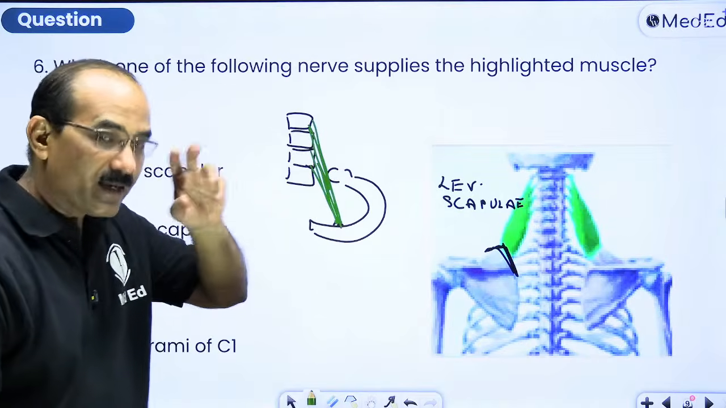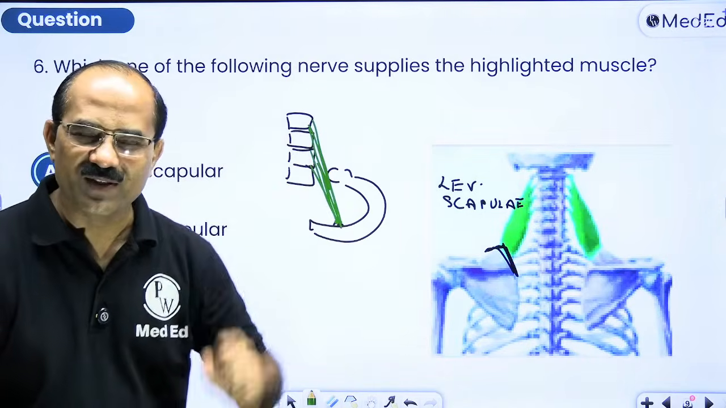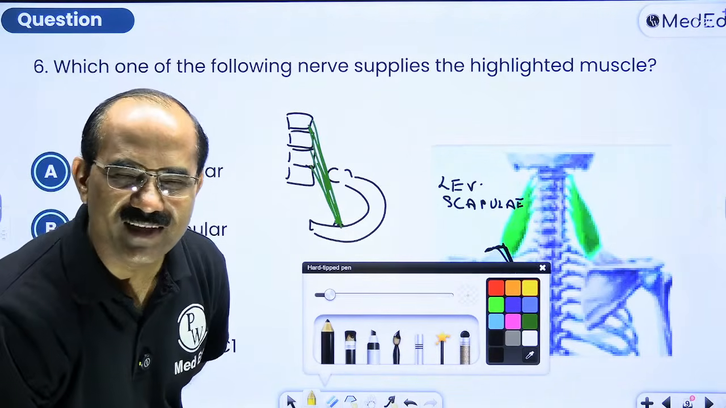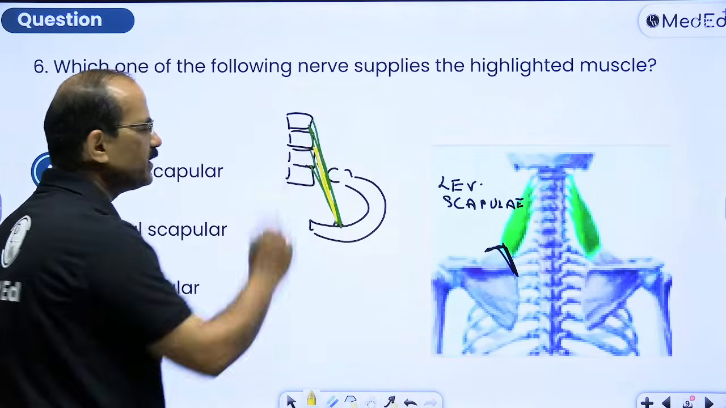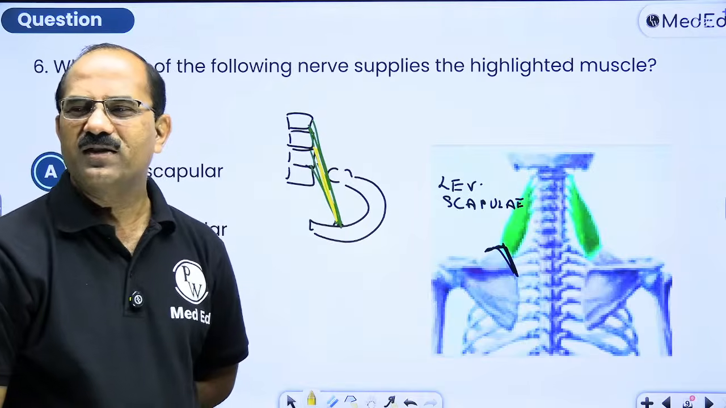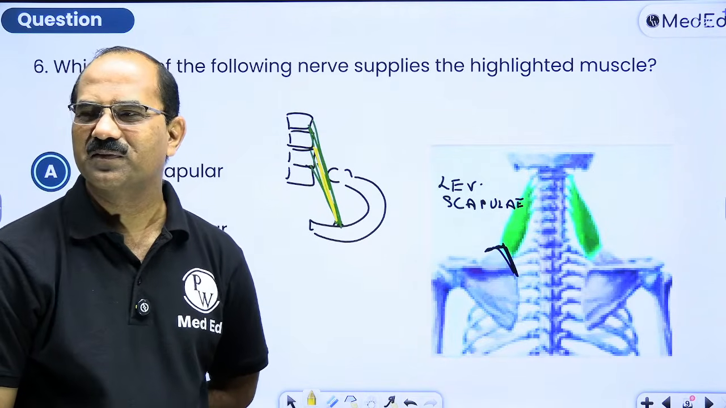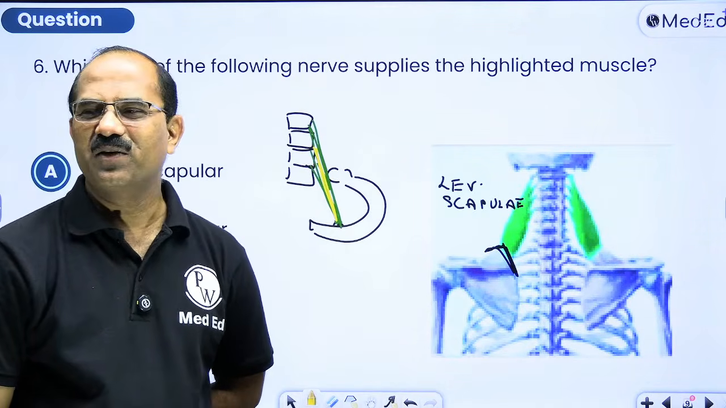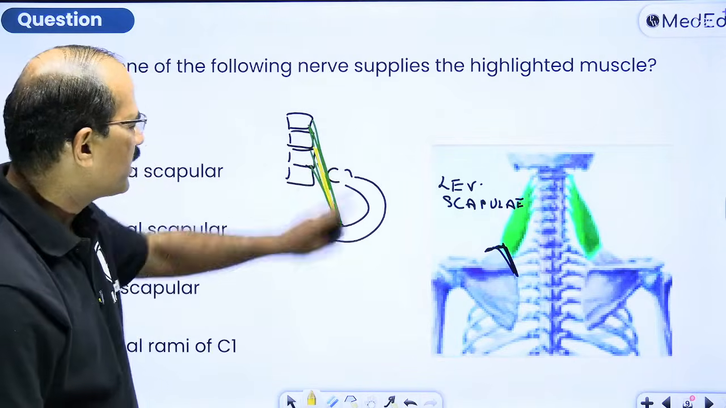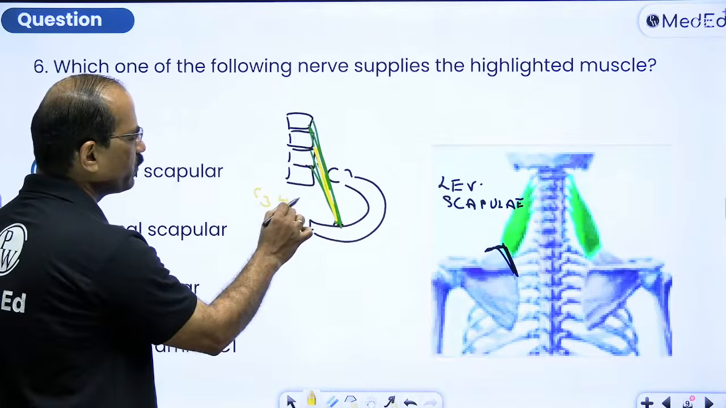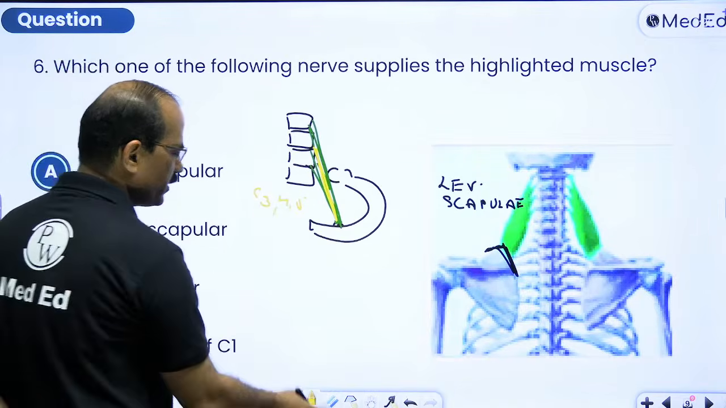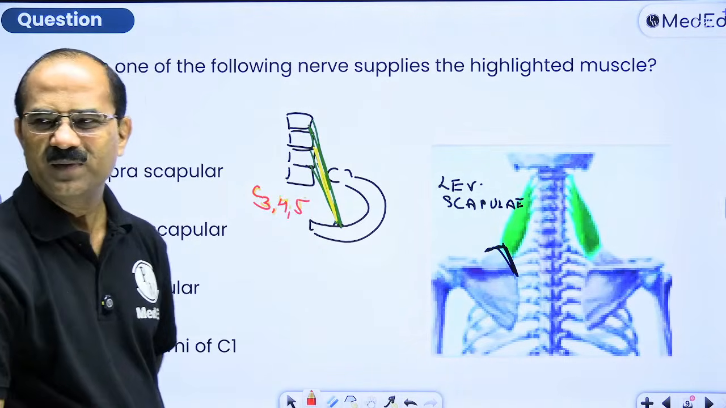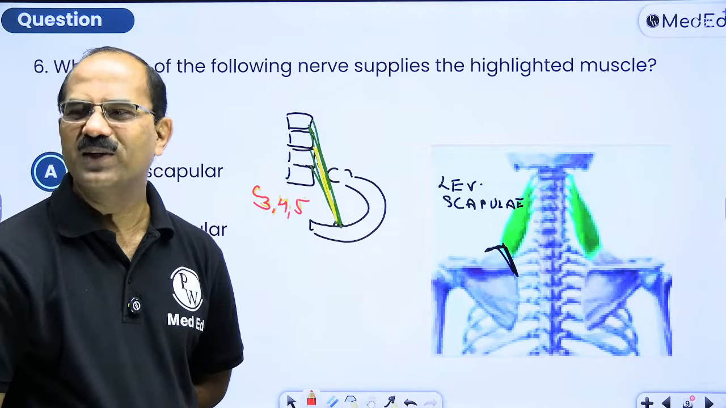So scalenus anterior is inserted on the scalene tubercle of the first rib, and there's a nerve lying on the scalenus anterior. Since you have already said scalenus anterior, tell me the nerve which lies on the scalenus anterior. Any guesses? Come on, answer. I'm looking at the screen. Very, very important MCQ. The nerve lying on the scalenus anterior whose root value is C3, C4, C5. Who is that? Phrenic nerve. Excellent. Very good.